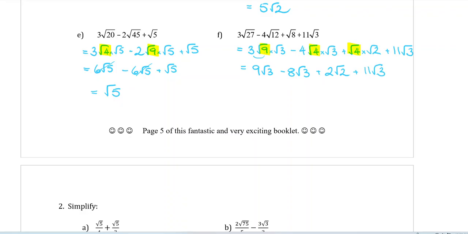on the end. So we have root 3's, and root 3's, and then the 1 root 2 that's different. So putting the root 3 terms together, 9 take away 8 is 1, plus 11 makes 12 root 3's, and then the plus 2 root 2 will sit on the end.